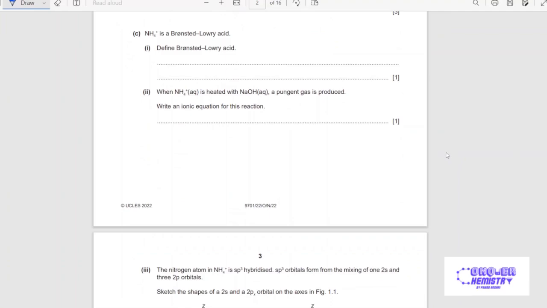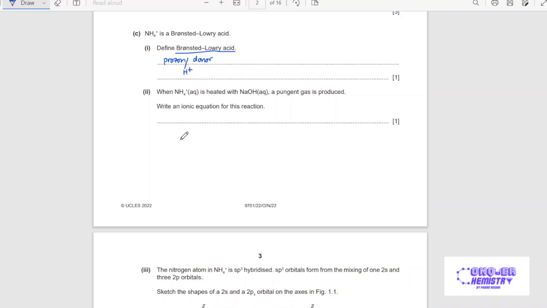Now it says NH4+ is a Bronsted-Lowry acid. Define the term Bronsted-Lowry acid. It's pretty simple. According to the Bronsted-Lowry theory of acids and bases, we know that acids are proton donors. So that's all we need to write for the 1 mark, that a Bronsted-Lowry acid is a proton donor. Or in place of proton, if you write H+ (hydrogen ion) donor, that will also work.